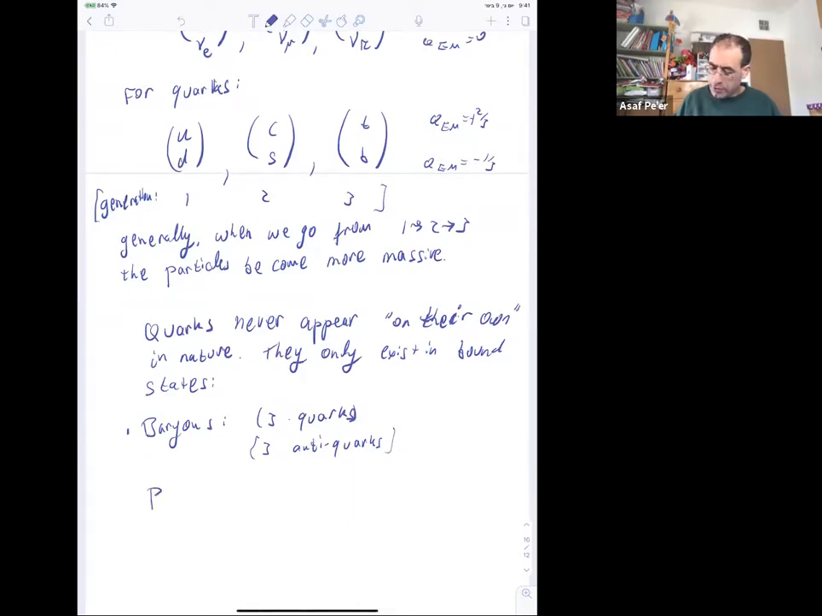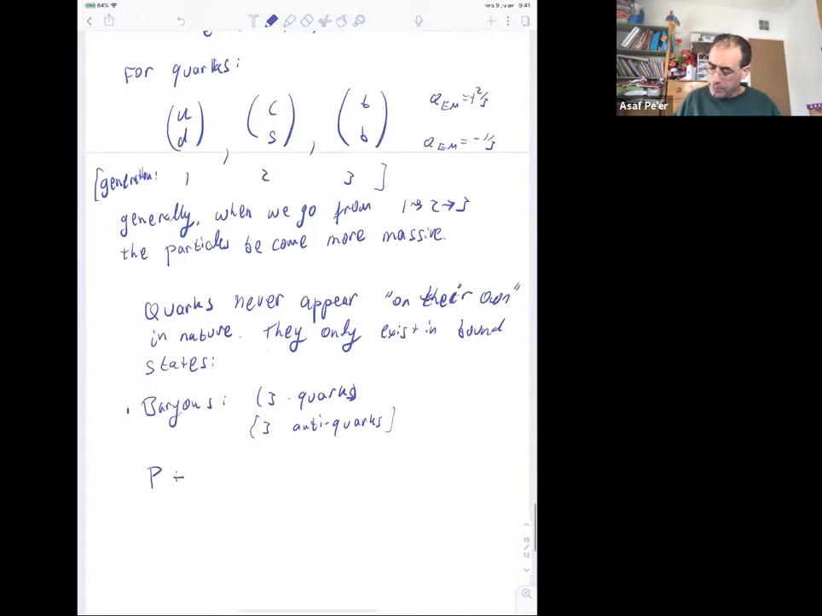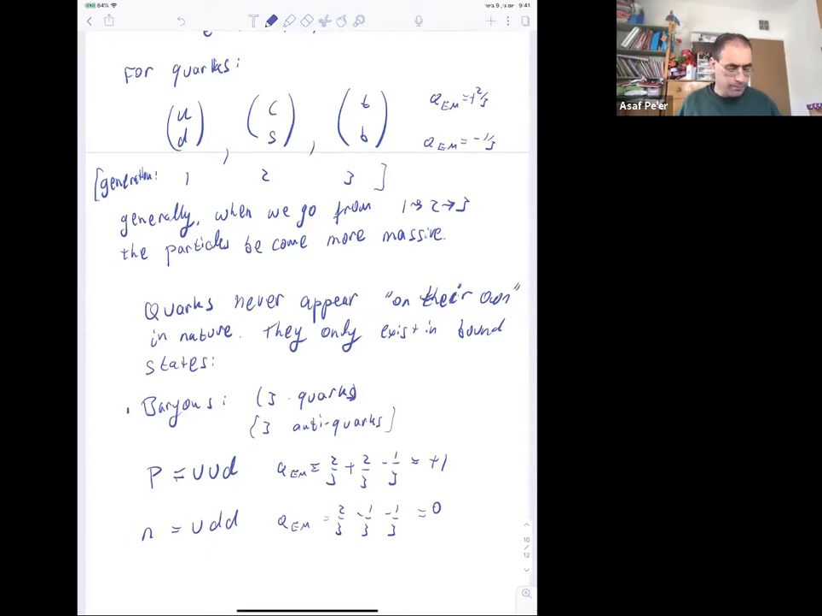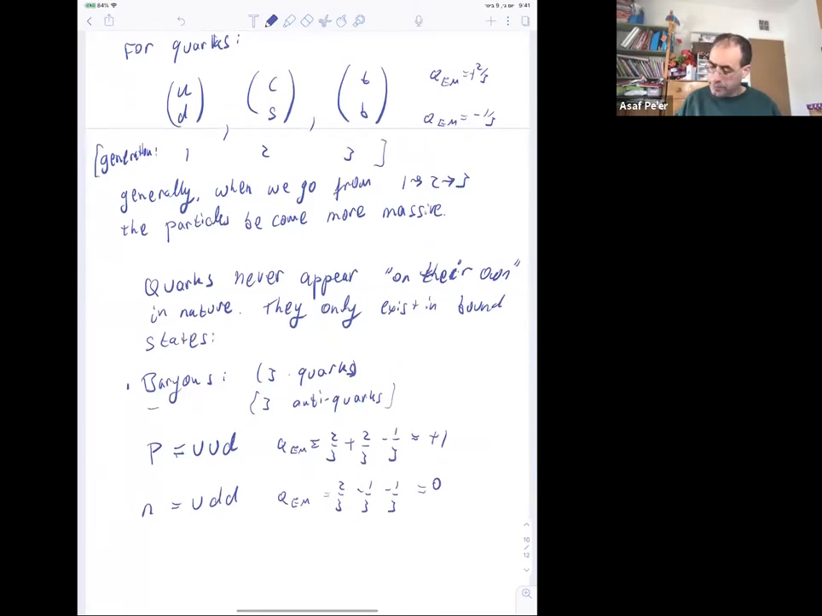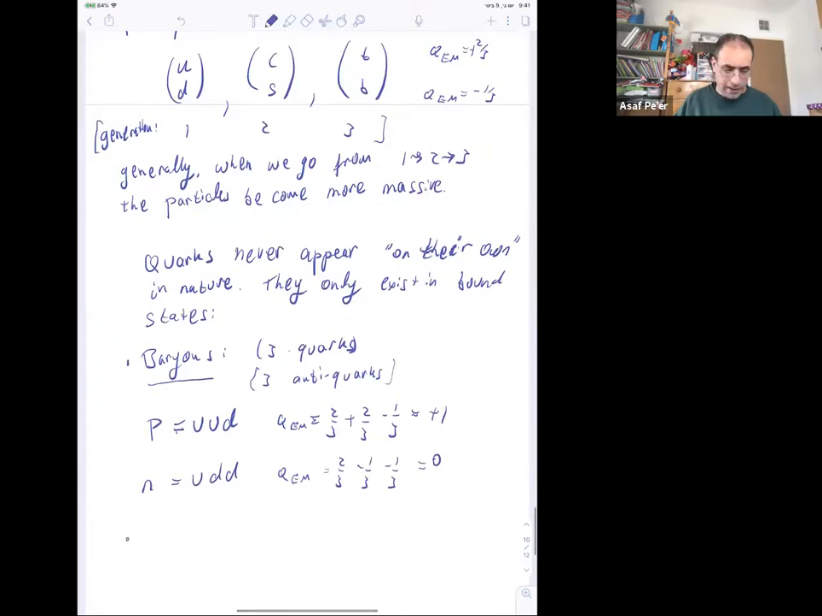Such as the proton, which is made of up, up, and down quarks. So the charge of a proton is 2/3 plus 2/3 minus 1/3, so it's just +1. Or a neutron, which is made up of up, down, and down. Of course, the charge is 2/3 minus 1/3 minus 1/3, so it's just 0. This is the first type. And the second type is the meson, which is a pair of a quark and antiquark.